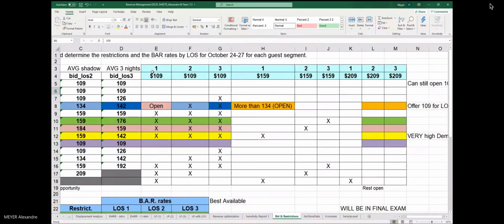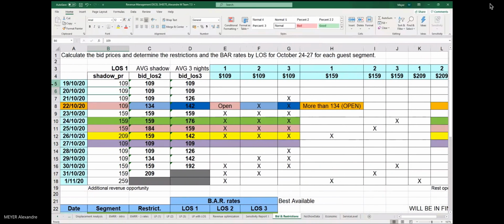Well, assume you've got LOS3, or 3 lengths of stay for 3 different rate classes. So you've got 109, 159, and 209. If you look at the 19th of October, the bid price for all 3 lengths of stay is 109. A rule of thumb is if the shadow price or the bid price is greater than the value of the class, you have to close it. If the shadow price is below, you keep it open.